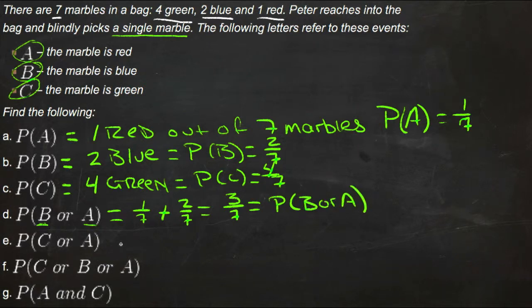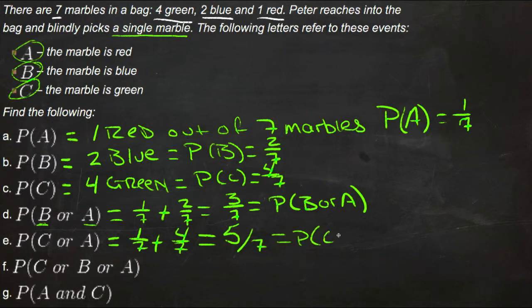Now the probability of C or A would be the probability of C and the probability of A together, because the chances of either one include both. So we'll have 1/7 plus 4/7 equals 5/7 is the probability of C or A.